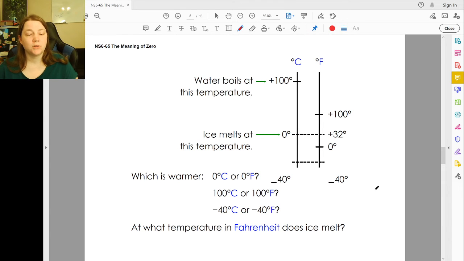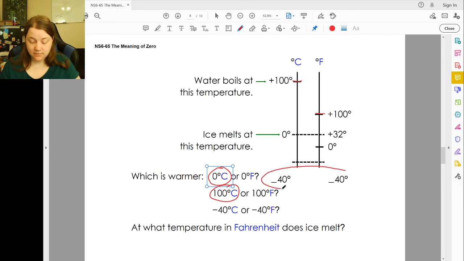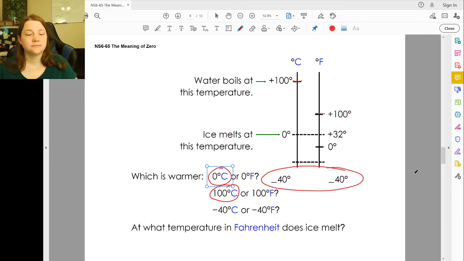So which is warmer, 0 degrees Celsius or 0 degrees Fahrenheit? Well, 0 degrees Celsius is warmer than 0 degrees Fahrenheit. If I look at 100 degrees Celsius or 100 degrees Fahrenheit, 100 degrees Celsius is way warmer, because you can see where different things sit. And then we look at 0 degrees Celsius and Fahrenheit, and that's right there. So those would be the same.